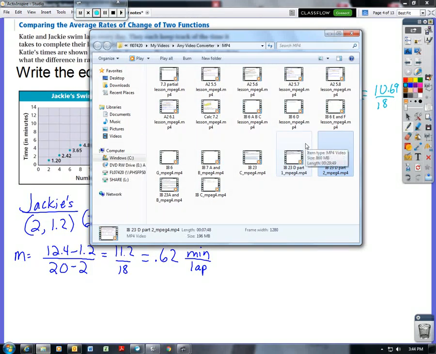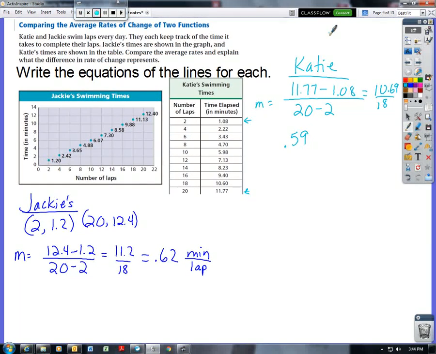Ignore that, that's just some video converting there. 0.59, where was I? Lost track. Oh, I was doing the units. It's going to be minutes per lap again, which is good because we want to compare them. We want the same units.